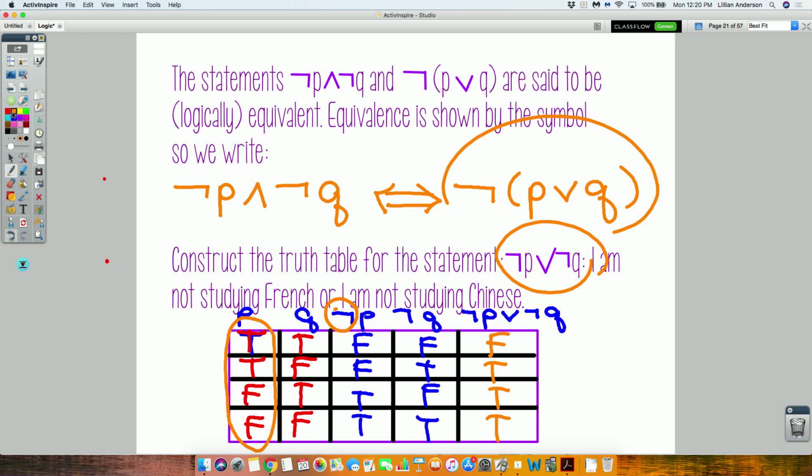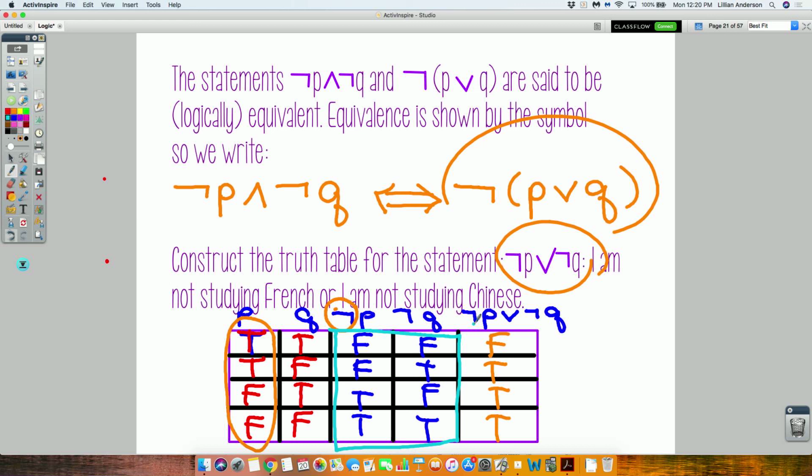Remember, this symbol means negation, so you have to do that first. You have to do each individual piece before you can connect them together. That makes sense. But then how do you get the orange? Once you've gotten the two blue columns, you use those two blue columns to determine the last column, because those are the two we're trying to compare. So we're using that particular connective on just what's in the blue.